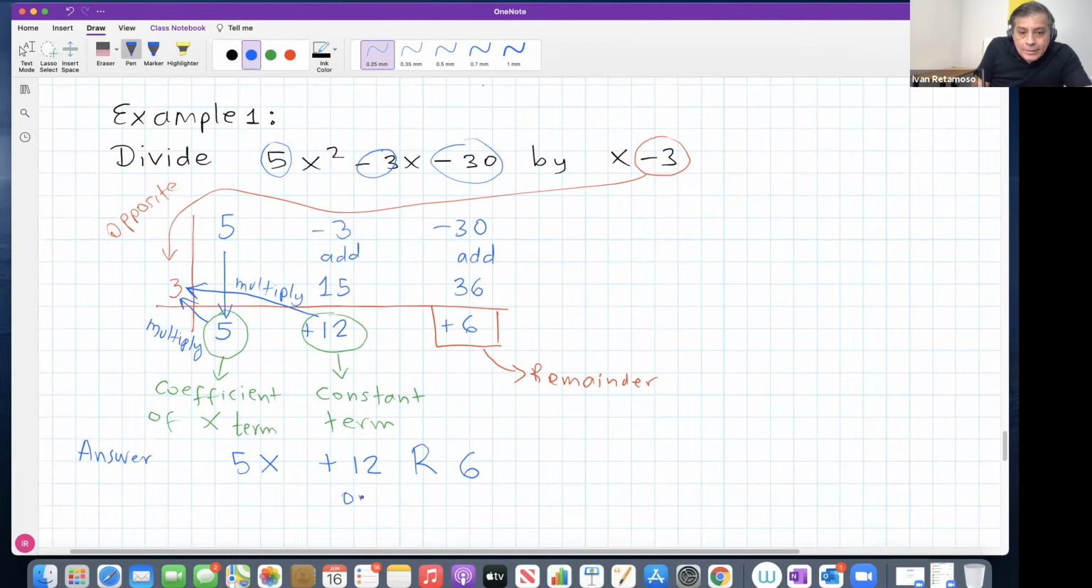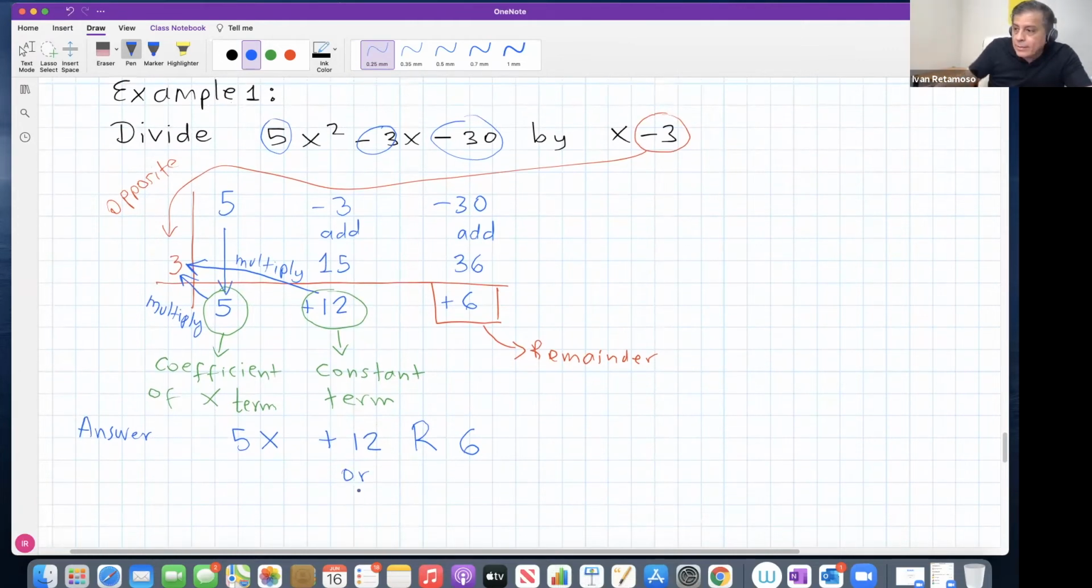Or using the other notation that is good for calculus 2, you will get here 5x plus 12 quotient plus this proper fraction, 6 on the top, the remainder on the top, and the divisor, this guy, on the bottom, down here. x minus 3. You follow that? Yeah, that's it.